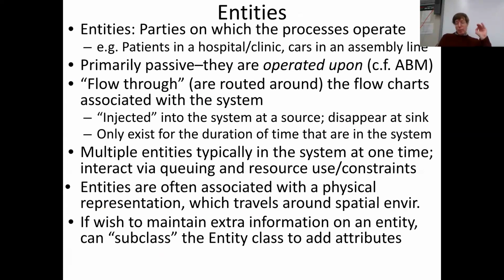Contrast that with ABM. In ABM, there's a sense, among agents, of agency. Agents interact with each other. They progress in ways that are shaped by perception or decision-making. They interact with each other and with the environment with a sense of agency. They are active entities in the system, active actors. By contrast here, these entities flow through and are routed by the flowcharts.